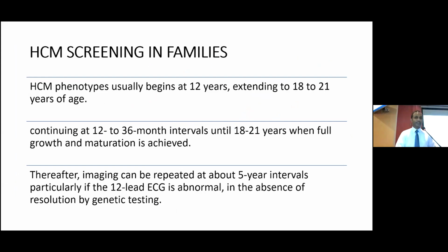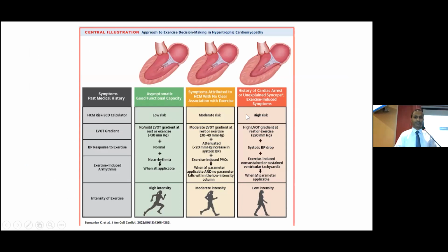They can have the genotype, they have the genes, but there is no phenotype. It's not elicited. And so, exercise: what type of exercise can they do? If the patient is asymptomatic, there is no LV obstruction, the blood pressure response to exercise is normal, and there's no arrhythmia on Holter, you can allow high intensity exercise with regular monitoring.